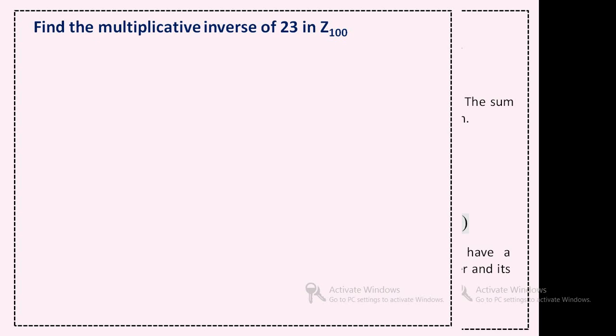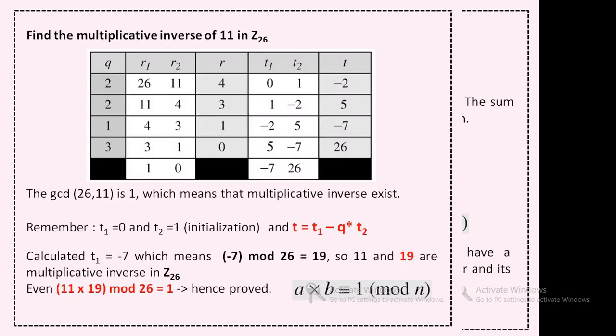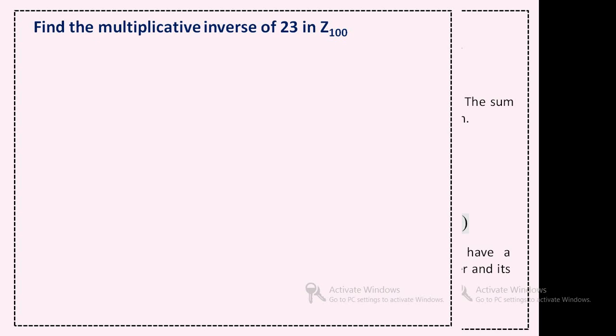You have R1, R2. I will just give you this table for your reference. Please make the columns ready: Q, R1, R2, R, T1 and T2. A few assumptions, again I am repeating it. R1 and R2: you have to mention them with R1 being the modulo n operator. In our example, n is equal to 100. So your R1 will be 100 and your R2 will be 23.